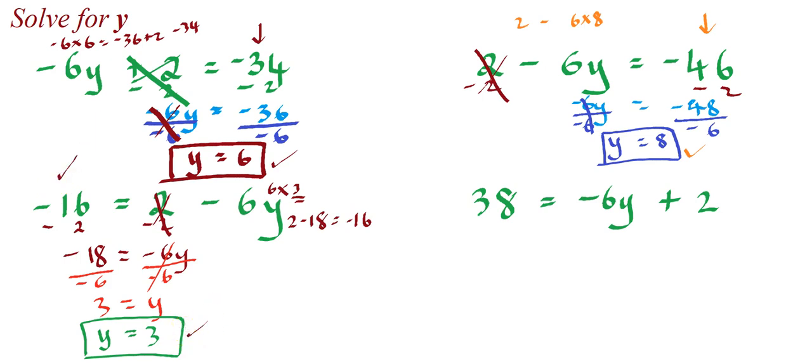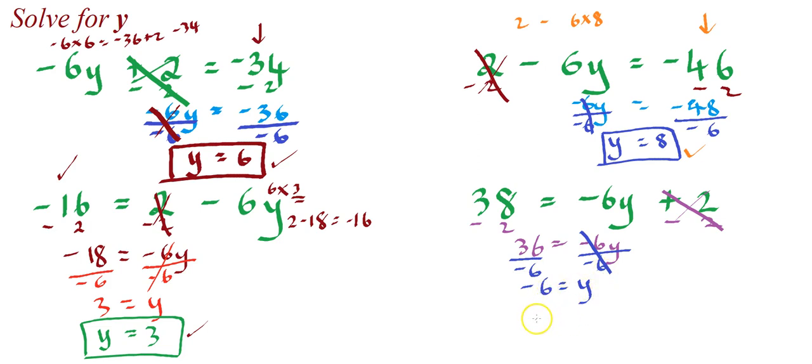For the last one, what have we got? 38 equals negative 6y plus 2. Okay, let's get rid of the plus 2. Let's cancel it out. We take away 2 from both sides, and we're left on this side with the term negative 6y, and on this side, we're left with 36. So now we want to cancel out the multiplying by negative 6. So we divide by negative 6. And we do the same to both sides. And so, on the right-hand side, we're left with y. 36 divided by negative 6 is negative 6. So y equals negative 6.